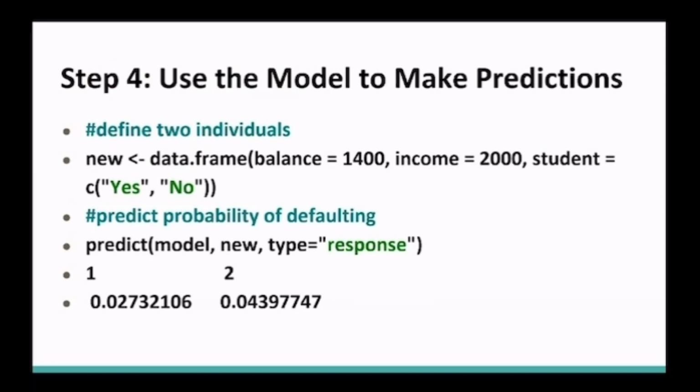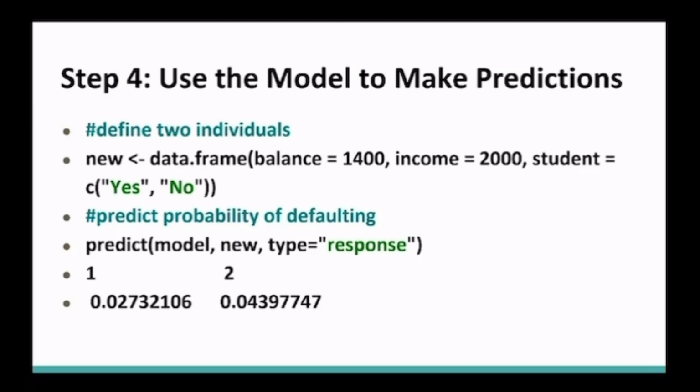Now let us use our model to make a prediction. Let's say somebody has a balance of 1,400 in their account and an income of 2,000. We can predict the probability that that person is going to default, whether a student or not. That is what we just did here. Look at that. Yes, for student it is 0.02732106.